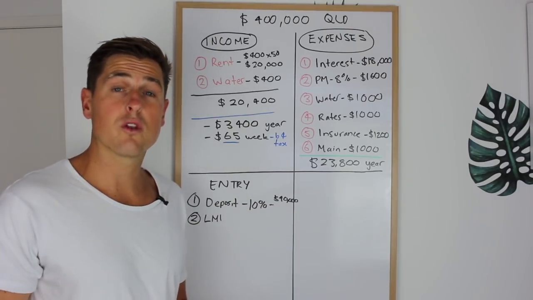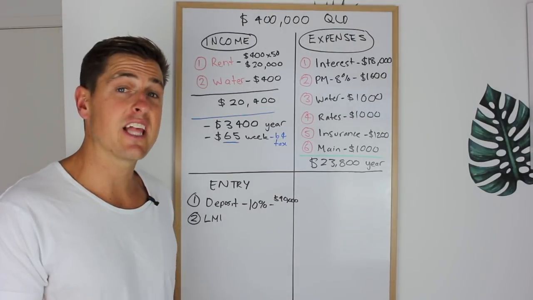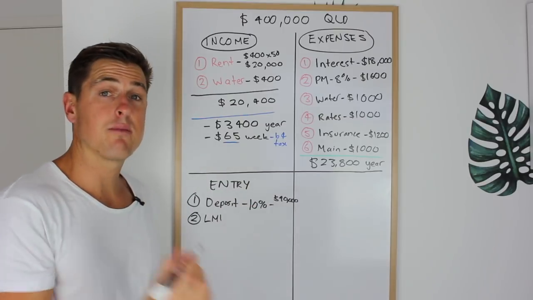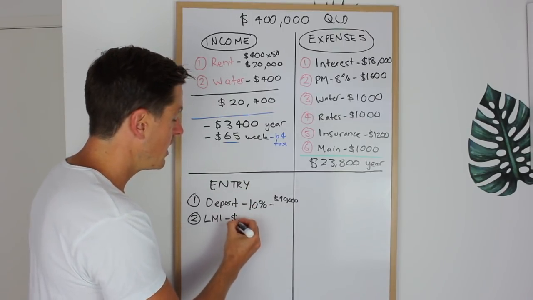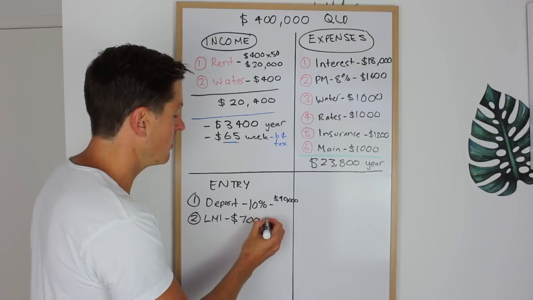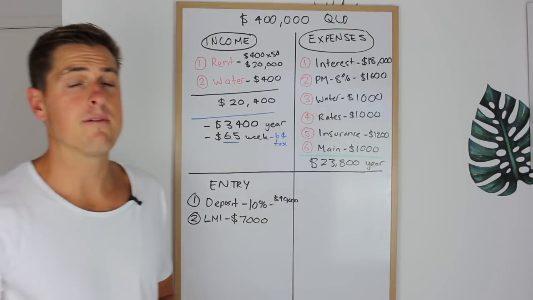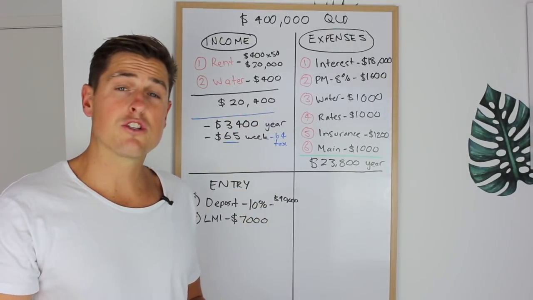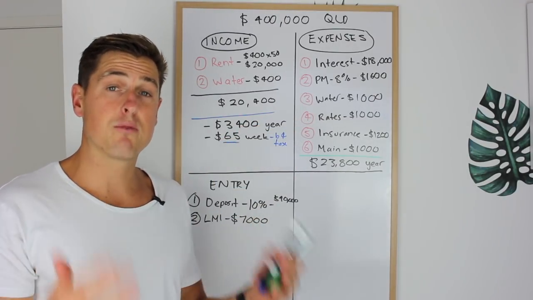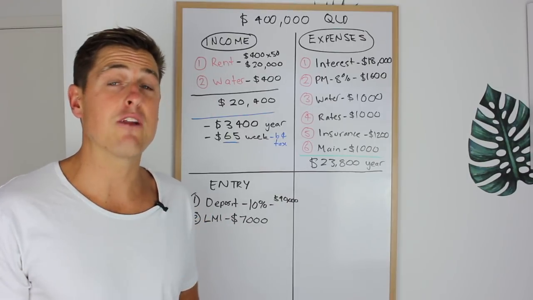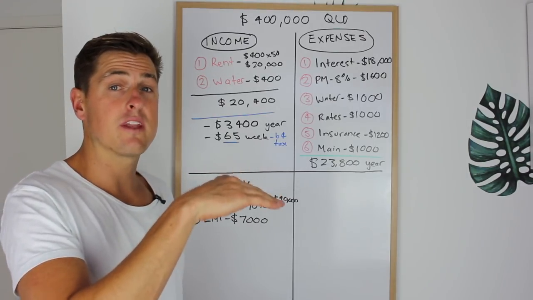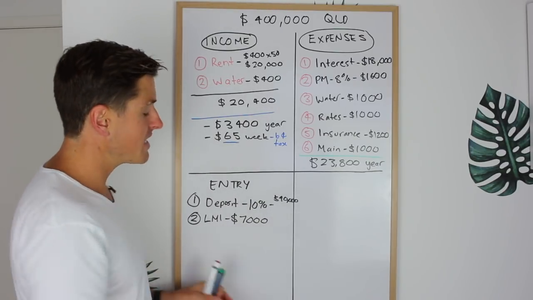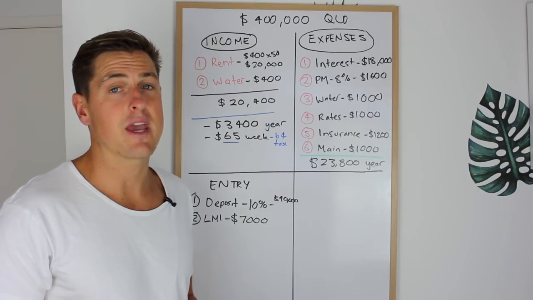I just jumped on Google and typed in lender's mortgage insurance calculator, and I worked out, based on a 400K property with a 40,000 deposit, 10% deposit, you're basically looking at $7,000 of lender's mortgage insurance. Now, if you were to put down a bigger deposit, the lender's mortgage insurance gradually declines, and if you put down a 20% deposit, you don't pay it at all. The lower the deposit you put in, basically the higher the lender's mortgage insurance is. So we're looking at about $7,000 from that perspective.